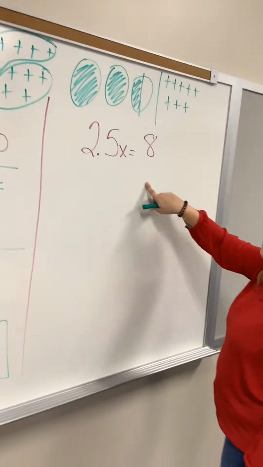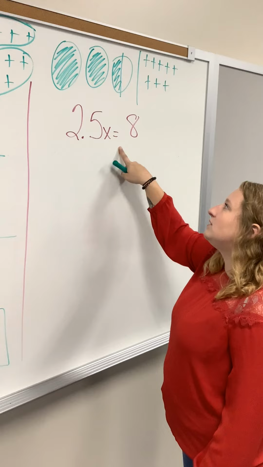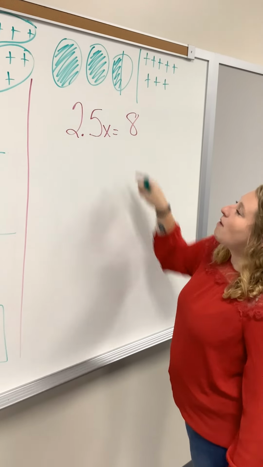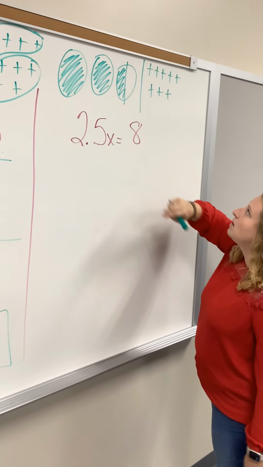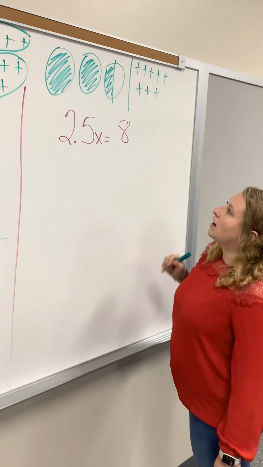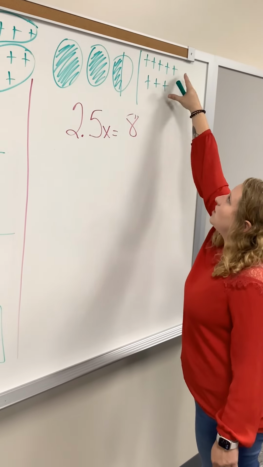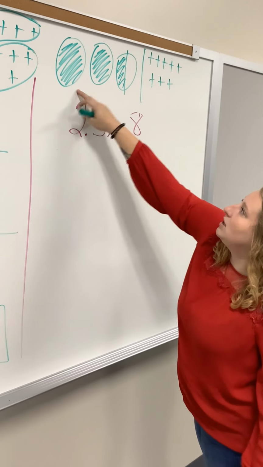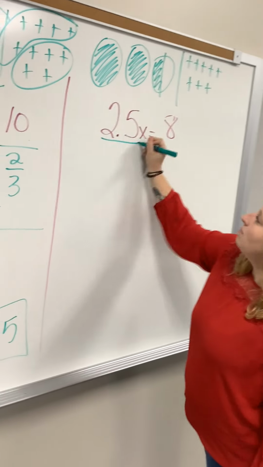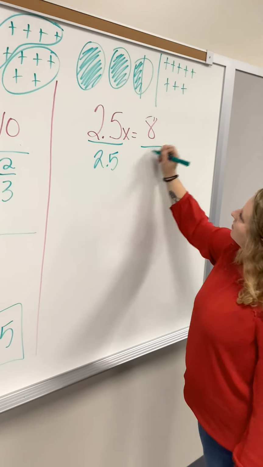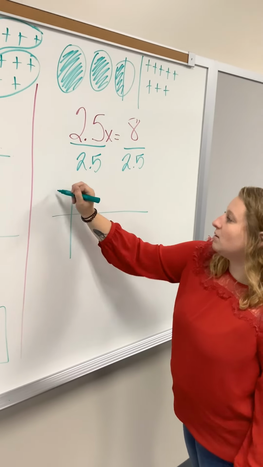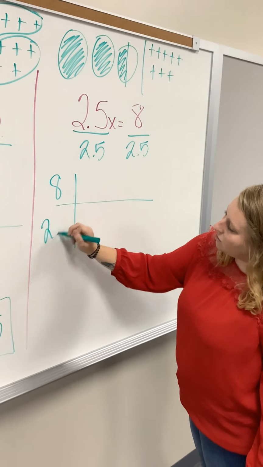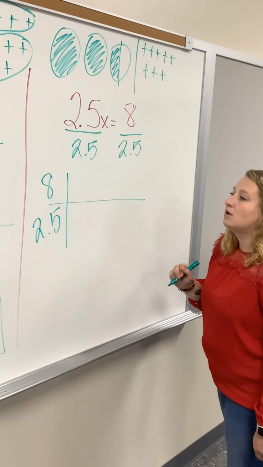And then lastly, now we have 2 5/10 of x is equal to 8. Modeled with our fraction circles, because 5/10 is equivalent to our 1/2. And all of this is equal to our 8 units. So again, I'm sharing these 8 units equally into 2.5 groups, meaning I will be dividing. And I can represent this in my ratio table. So 8 divided into 2 5/10 of a group.